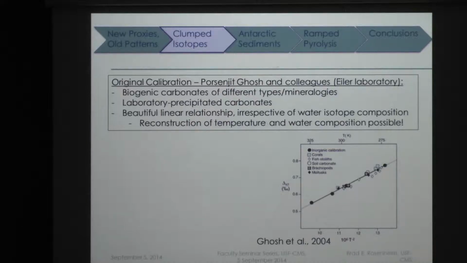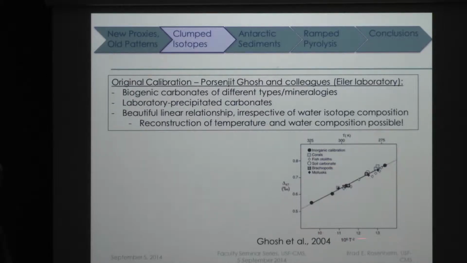This is the original calibration. So this is back in 2004, a paper that came out where they measured some carbonates, some corals, some otoliths, some soil carbonate, brachiopods, mollusks, and some laboratory precipitated calcium carbonate that was done at certain temperatures. And you see that everything falls on a nice line.